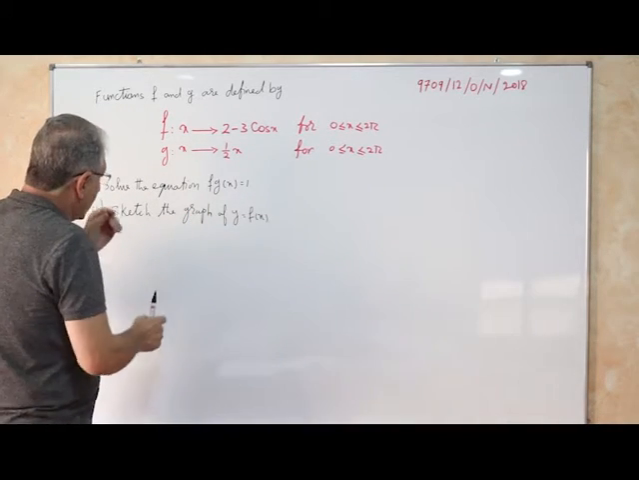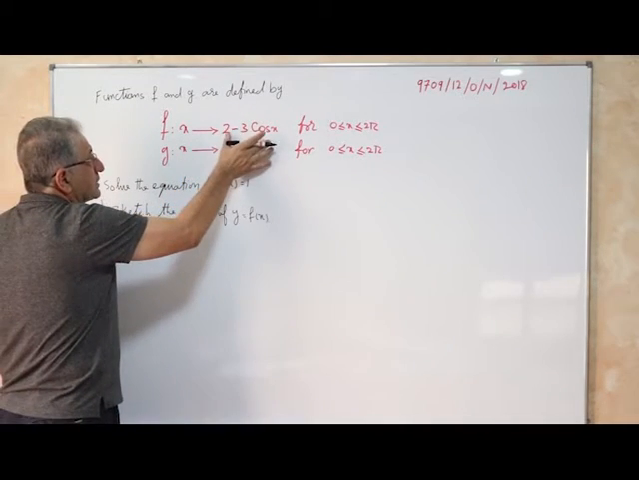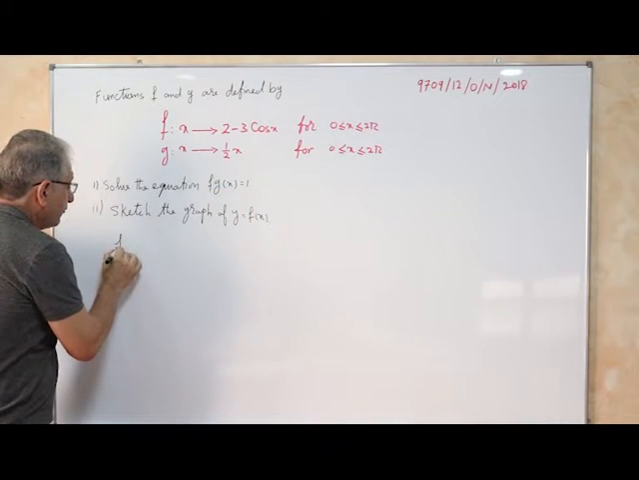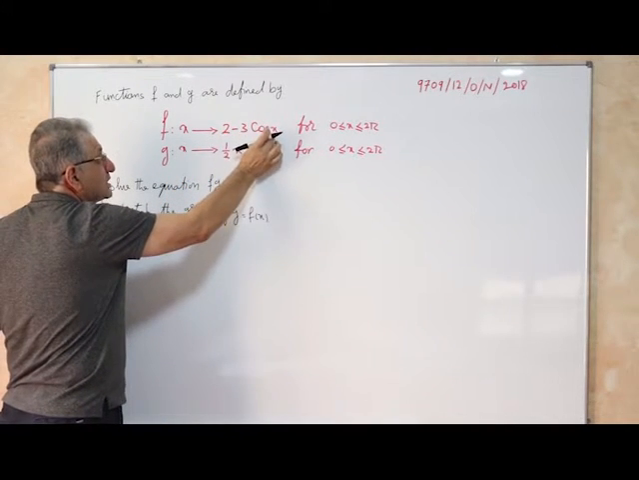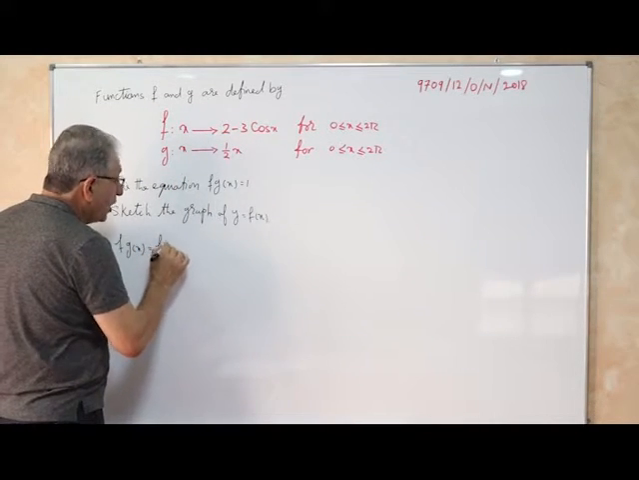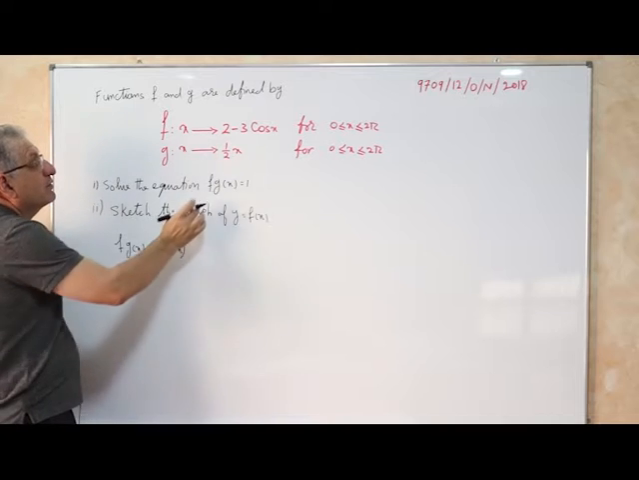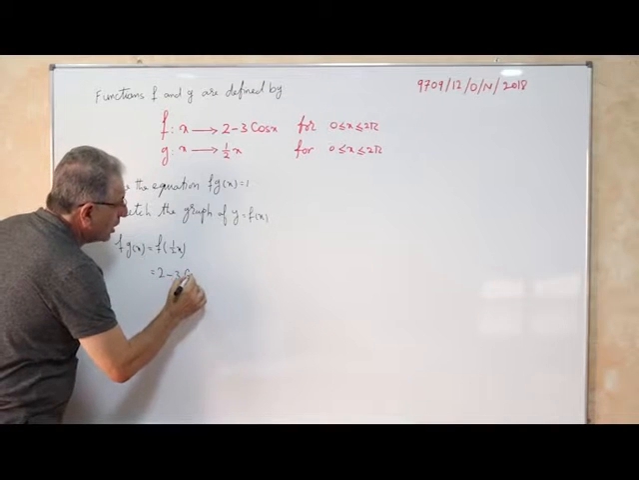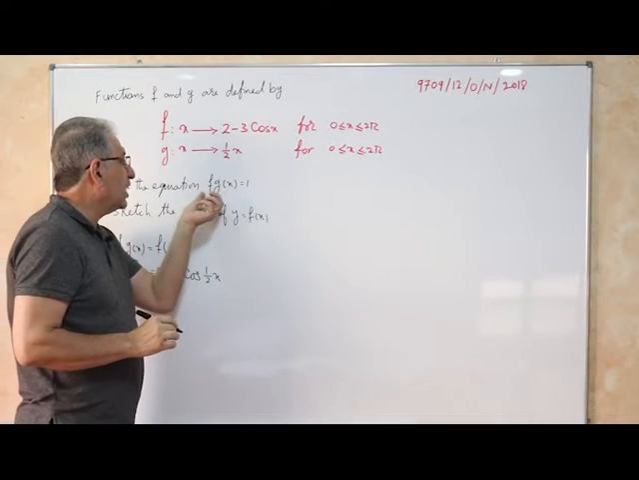F g x means actually f of g of x. That means in the function f of x, put g of x as x. Wherever you have x, put g of x, which is half x. Therefore, f of half x, because g of x is half x. Wherever we have x, we have to put half x. Therefore, this is 2 minus 3 cos half x. First of all, we have found f of g of x.